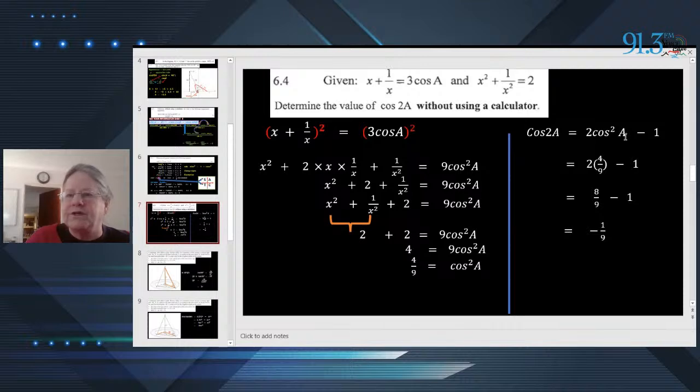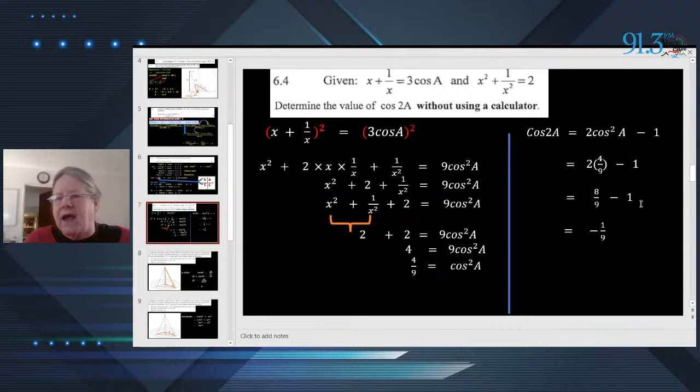So to do the conversion, we want 2A as an answer. So we have 2, but we've just worked out cos squared A here on the left-hand side. So we replace the cos squared A with 4 over 9, minus 1. And now it's simple further. So it becomes 8 over 9 minus 1, and that gives us negative 1 over 9. Please use your calculator to do it. Okay, they do say without a calculator.